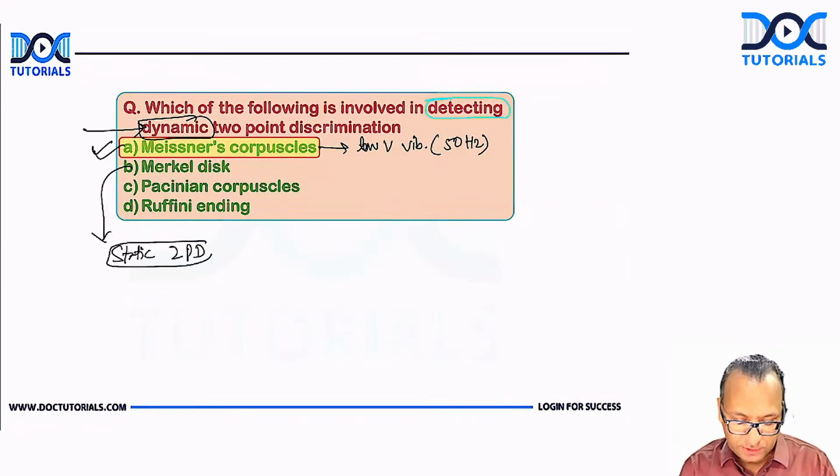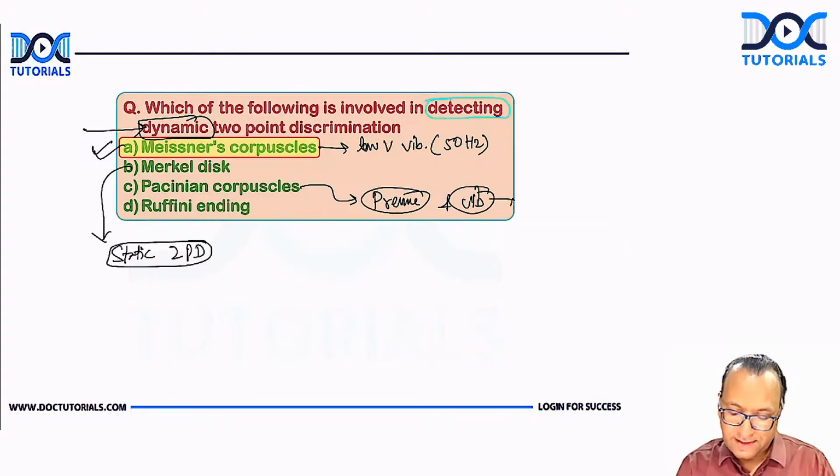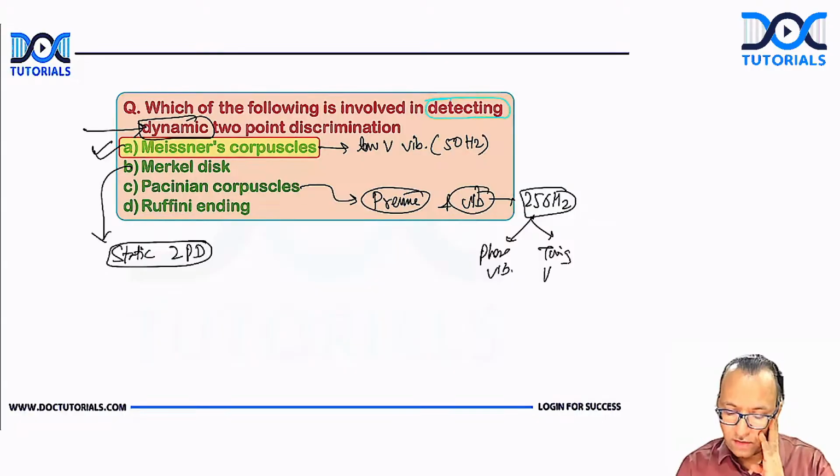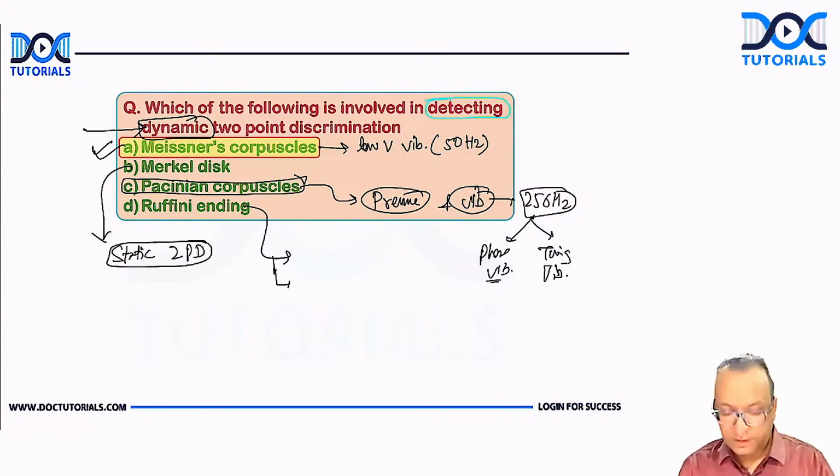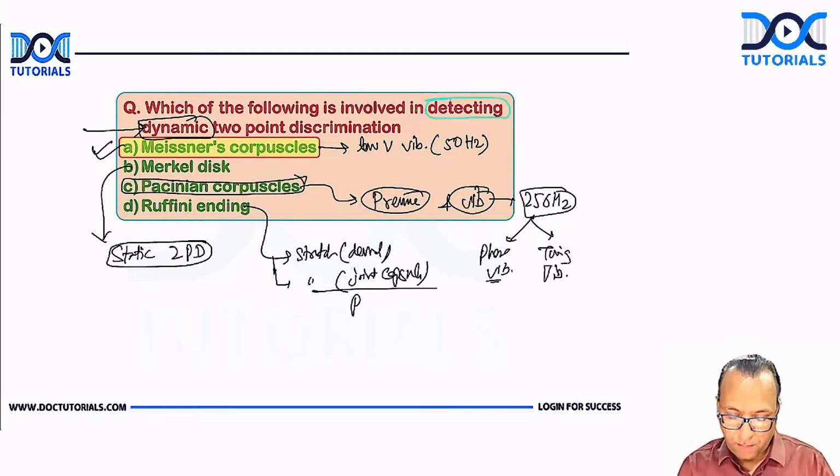If you're talking about Pacinian corpuscle, P for P, so P for P means pressure and also vibration. That vibration is, say for example, in the range of 256 hertz. That could be your phone vibrating, or it could be the tuning fork. So that kind of high frequency vibration can be detected by the Pacinian corpuscle. If you're talking about Ruffini receptor, it is detecting stretch, and that stretch could be from the skin, dermal stretch, or that could be from the joint capsule. It is working for giving you the sense of proprioception.